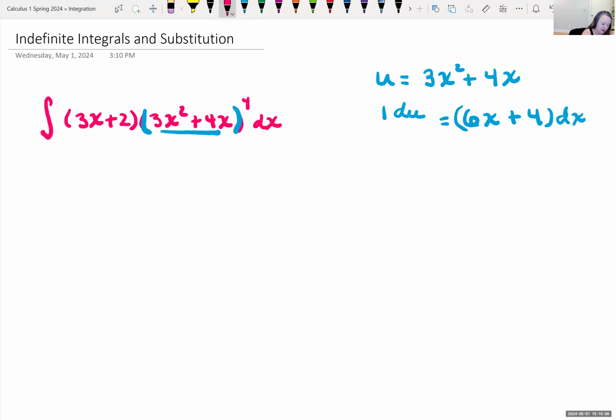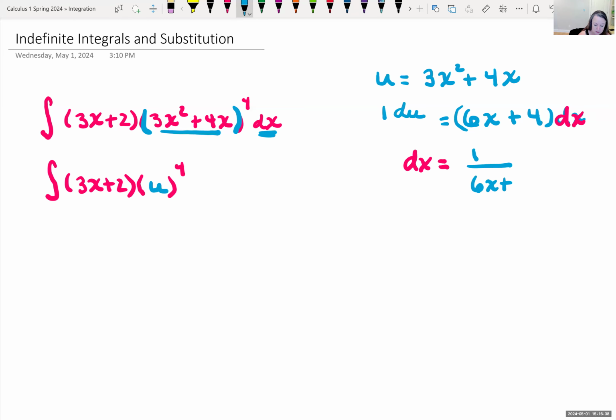If I went back in here and replaced what I chose u to be, I would have 3x plus 2, and in here I would have this u raised to the fourth power. I don't want dx here because now I'm going to be taking the antiderivative with respect to u. So over here, let's solve for dx and rewrite it in terms of du. I can do that by dividing both sides of my equation by 6x plus 4, and I get 1 over 6x plus 4 du.